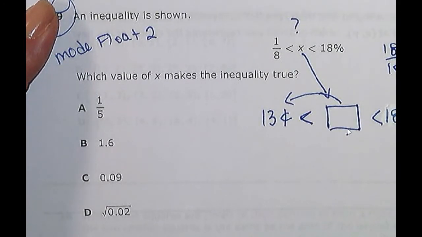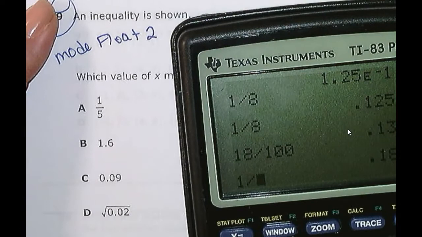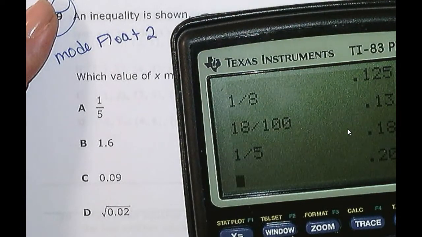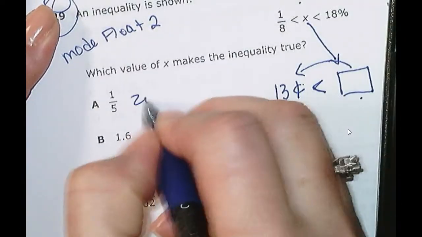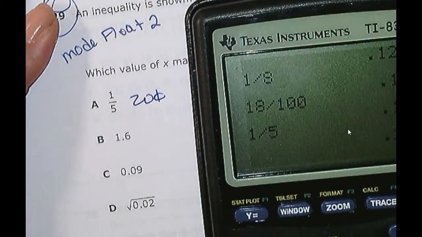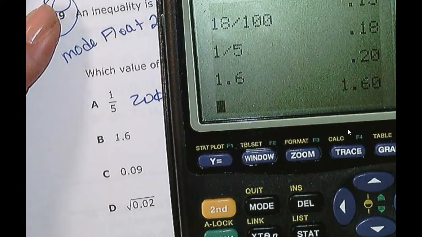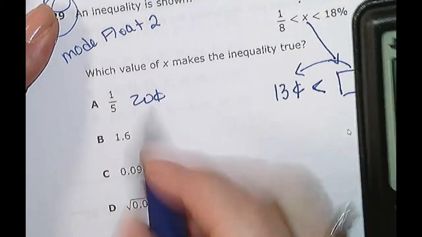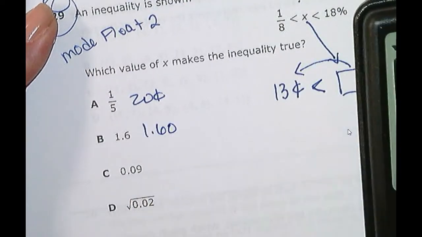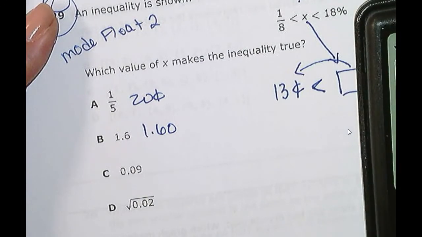Now, I know 1/5 is 20 cents, but maybe you don't. 1 divided by 5, yep, 20 cents. And 1.6, do me a favor and just type that in. I just prefer you type it in. No time for mistakes. $1.60. Yes, you were right. You guessed anyway. 0.09, I think that's 9 cents.